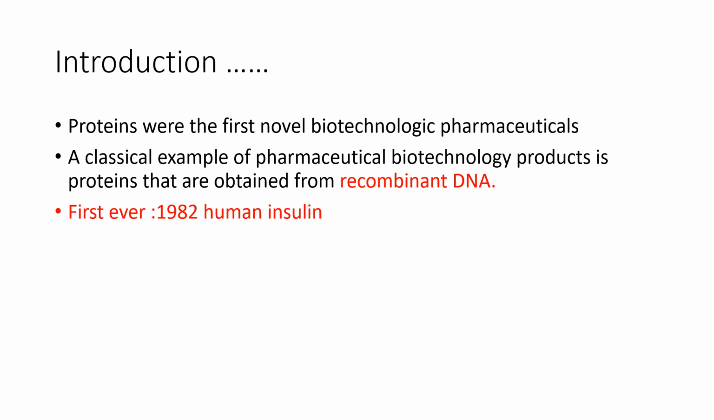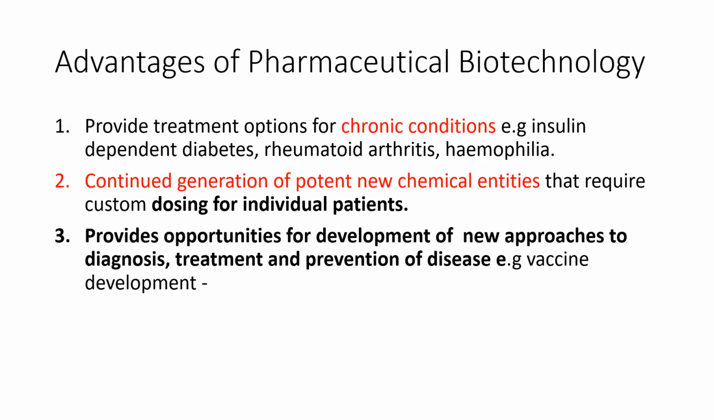So proteins were the first novel biotechnological pharmaceuticals to ever be discovered using this process of biotechnology, and specifically using the technique of recombinant DNA technology. So the first ever produced biologic was human insulin in 1982. So as we go on, you will understand how it was discovered, and how insulin is actually manufactured: recombinant DNA technology.